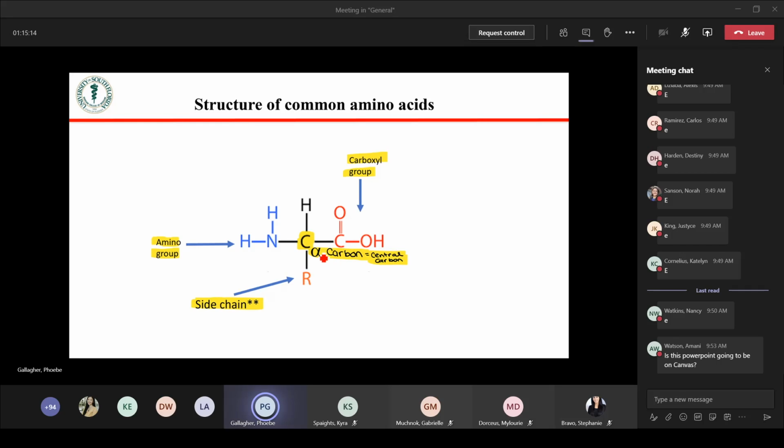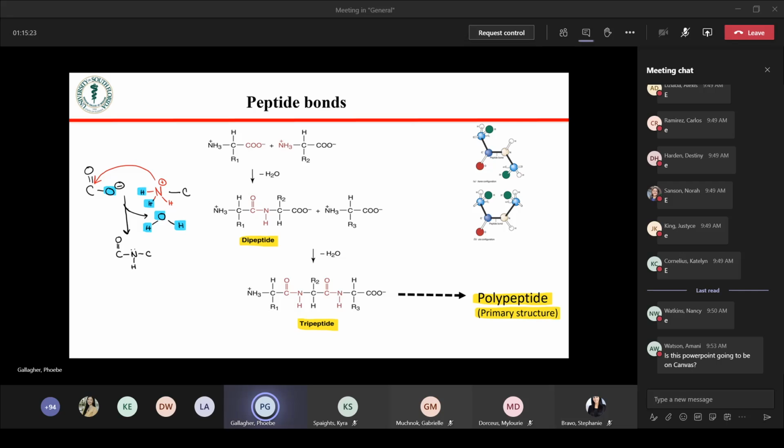Okay, so yeah, know that the alpha carbon is the middle carbon that is also connected to the side chain. So I've drawn out the reaction that happens, but you don't have to know the reaction. Just know that water is released from this reaction to make a dipeptide, a tripeptide, and ultimately a polypeptide.